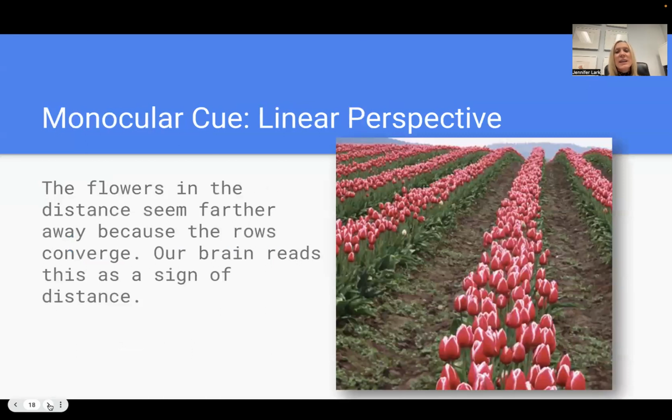Okay, the first is linear perspective. It looks like the flowers in this picture seem farther away in the distance because the rows actually converge, and our brain reads this as a sign of distance. It's wider in the front and it goes to the back, and it converges a little bit. So this is a real life image, but you can recreate this in a two-dimensional drawing by creating something that's wider in the front that then gets more narrow in the back. That's linear perspective when we look at a monocular cue.